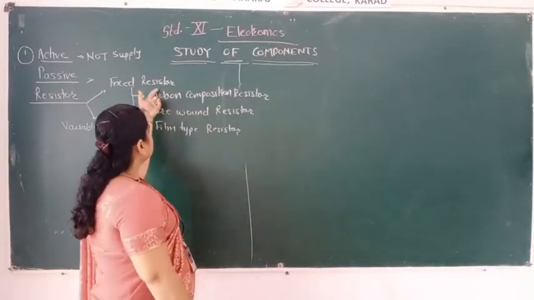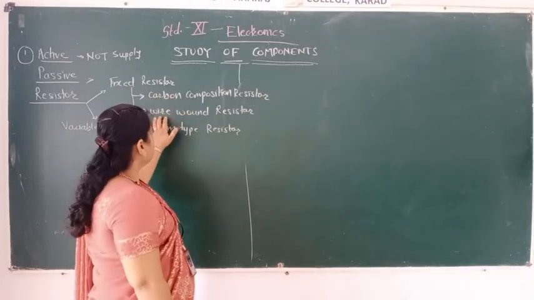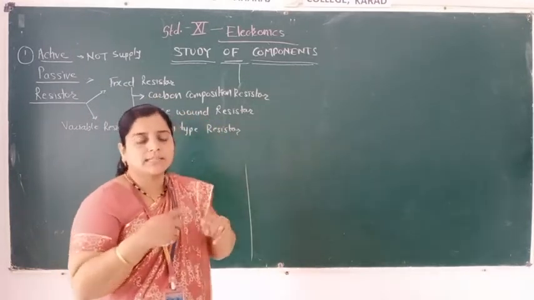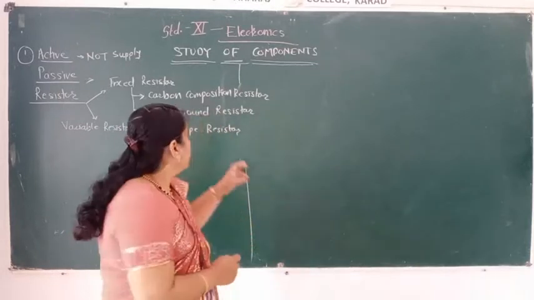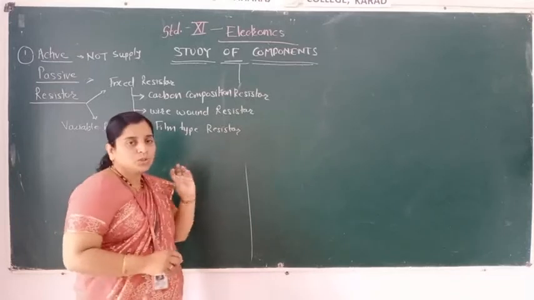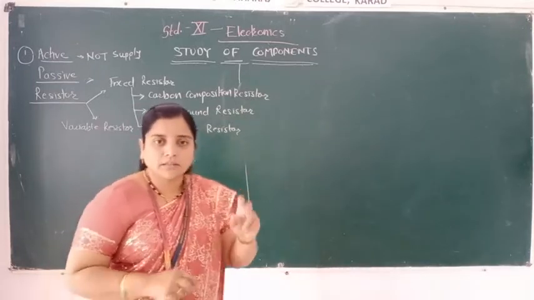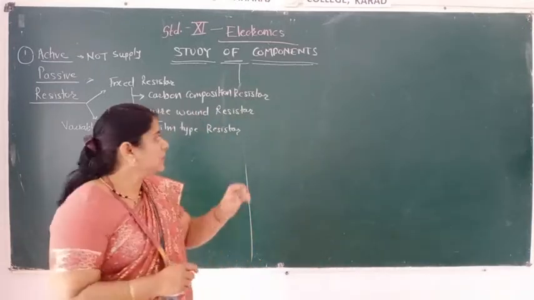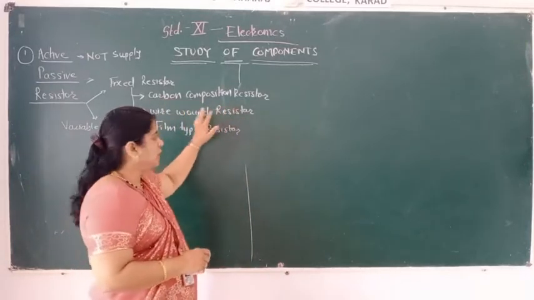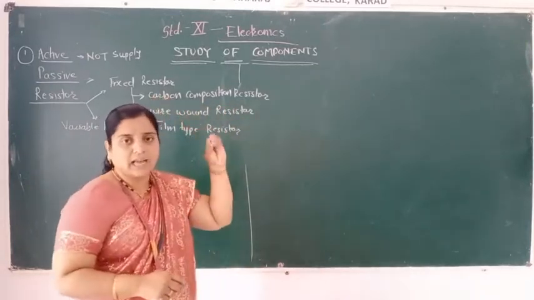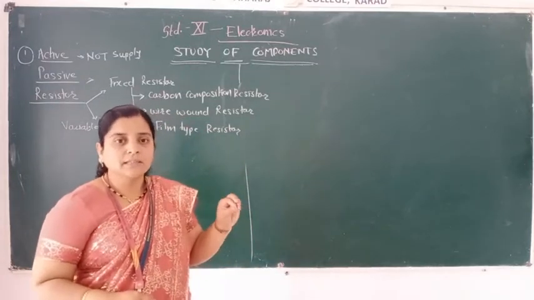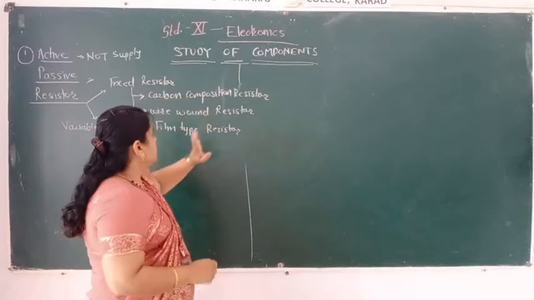Among the three types of resistor, a wire wound resistor means wire is wound on a hollow tube. And what is a carbon composition resistor? Carbon is used as the core in this resistor. Carbon granules, carbon powder, are used in that resistor, so it is called the carbon composition resistor.